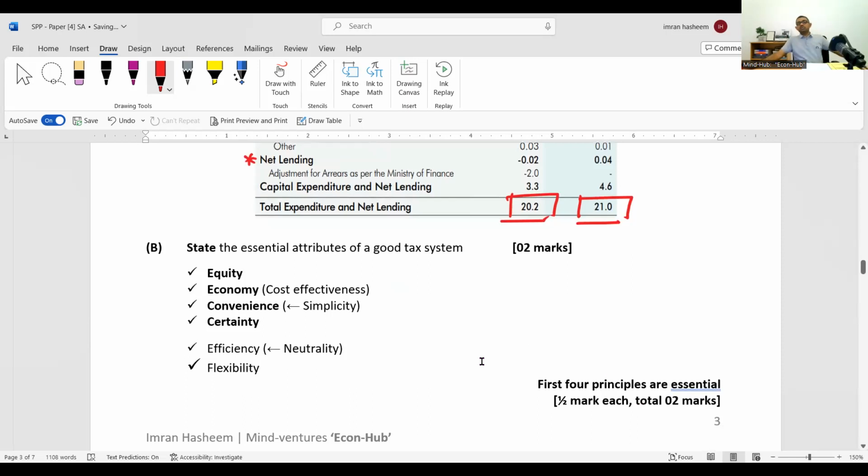State the essential attributes of a good tax system. I hope you guys understood the question. That's another way. If you look at the study materials, you will see I've mentioned this. There's another way to ask about principles of taxation, sometimes called canons of taxation. But to score the full 2 marks, you need to have written the first 4. Then you can write more, but the first 4 are essential: equity, economy, convenience, certainty. Original principles of taxation.